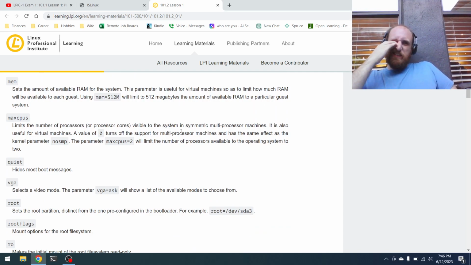mem sets the amount of available RAM for the system. This parameter is useful for virtual machines, so as to limit how much RAM will be available to each guest. Using mem=512M will limit to 512 megabytes the amount of available RAM to a particular guest system.